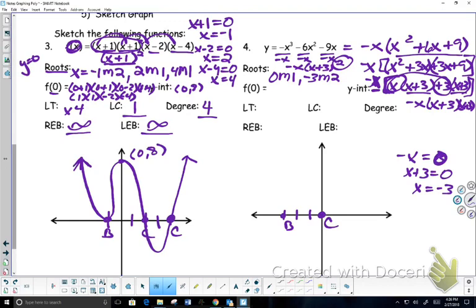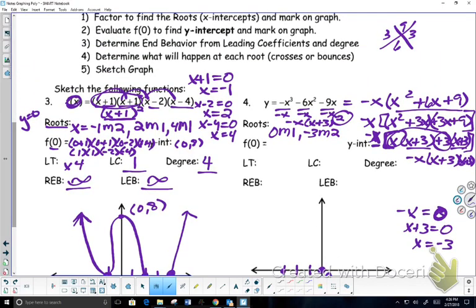If I were to plug in 0, I would have negative 0 cubed minus 6 times 0 squared minus 9 times 0. Notice the answer to this is going to be 0, which means my y-intercept is 0. Your constant in your standard equation is always going to be your y-intercept. So in this case, I actually have a root at the y-intercept.